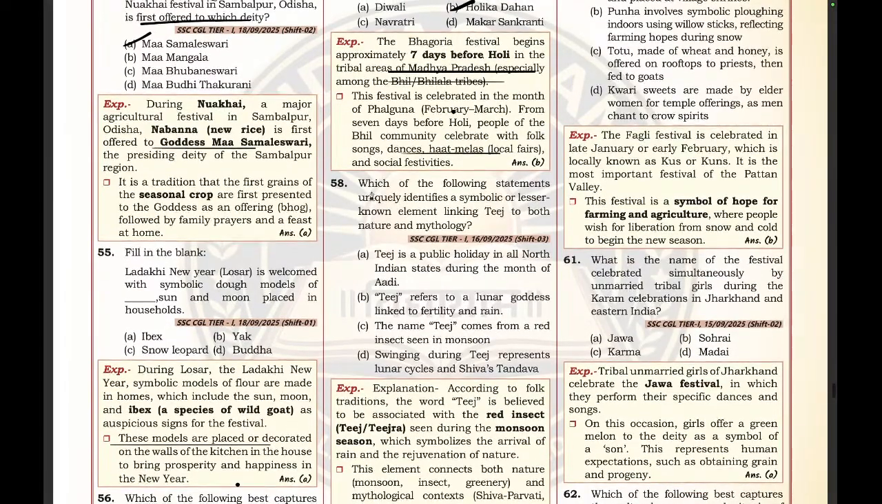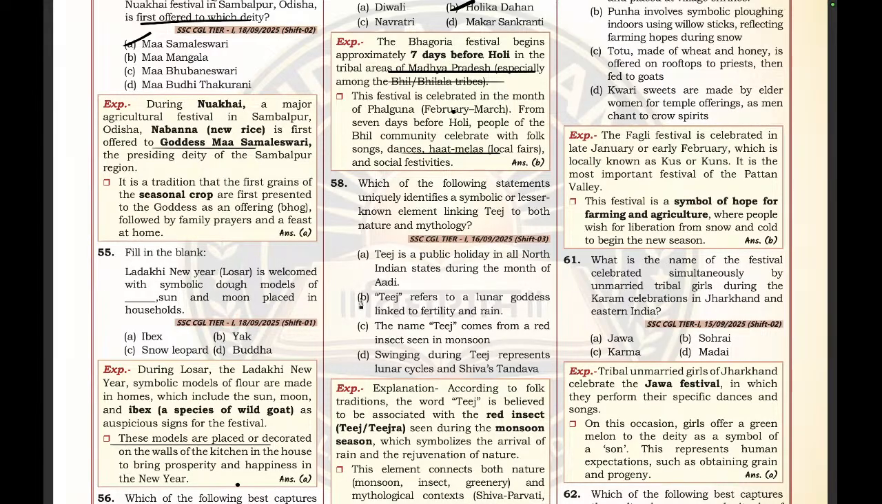Okay. Which of the following statements uniquely identifies a symbol or lesser known element like Teej for both nature and mythology? Teej. Teej is celebrated by whom? It is celebrated by the women in the northern part, I would say. Teej is a public holiday during the month of Saavan. Okay, Teej referred to as a lunar goddess linked to fertility and rain.